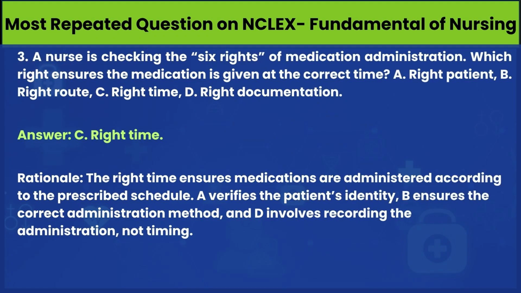Answer: C. Right time. Rationale: the right time ensures medications are administered according to the prescribed schedule. A verifies the patient's identity. B ensures the correct administration method. And D involves recording the administration, not timing.